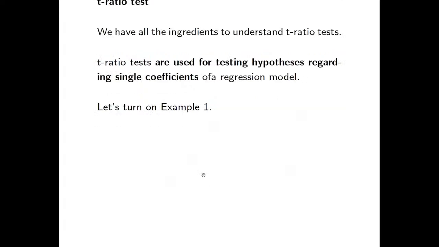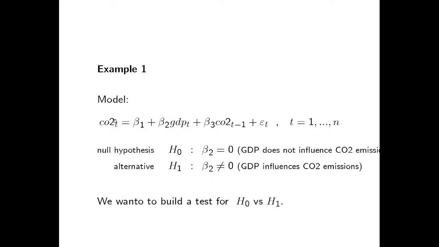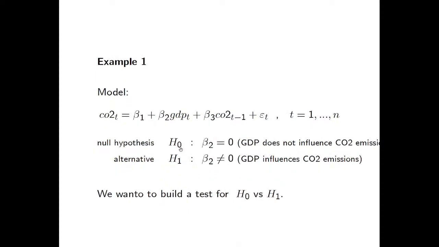Example 1, just to fix things. Recall that in our example 1, we have a CO2 model, a time series model. CO2 at time t depends on a constant, on GDP, and CO2 emission in the previous period plus error term. And we have been discussing the Trump hypothesis that there is no impact of real economic activity on CO2 emissions. So in this model, we might be interested in testing whether beta 2 is equal to 0. GDP does not impact on CO2 emission. Against the alternative, of course, that beta 2 is different from 0.